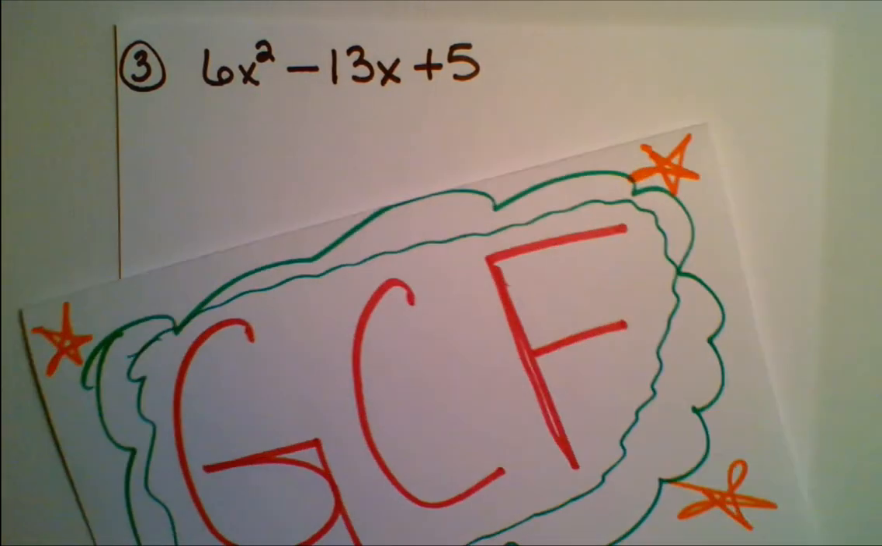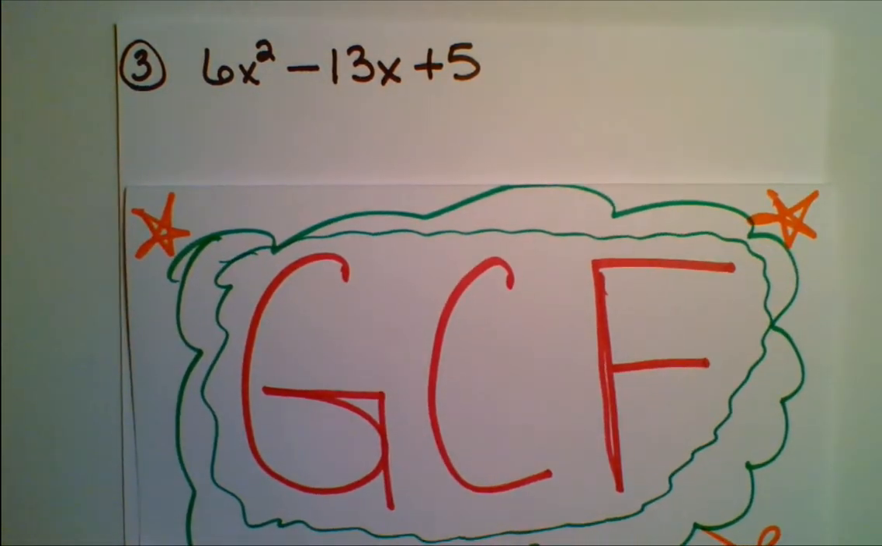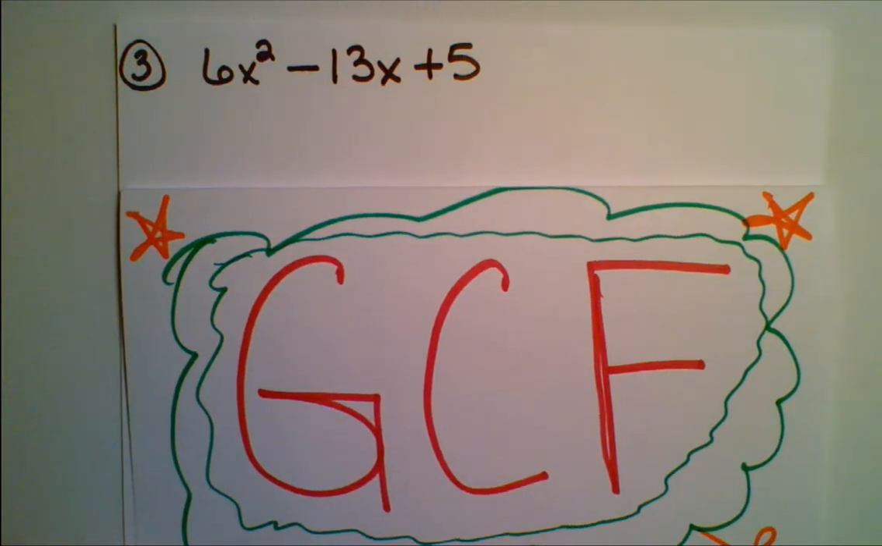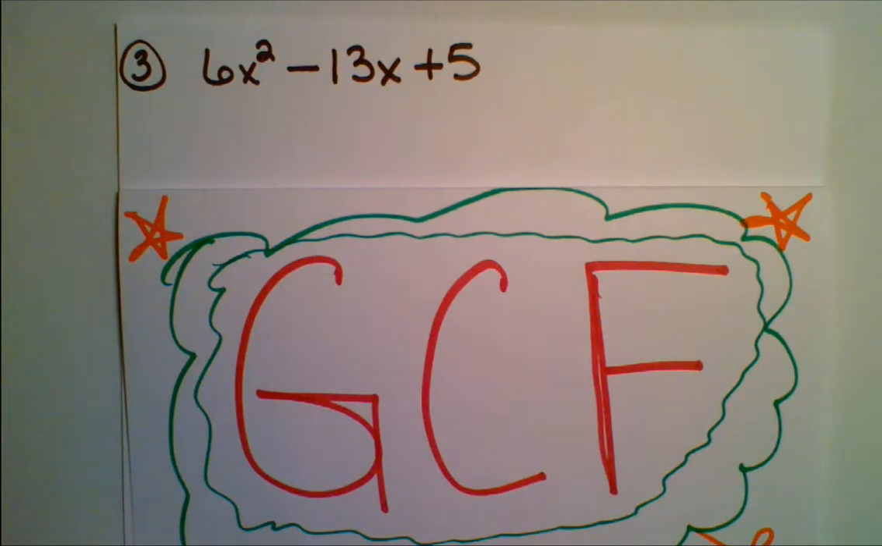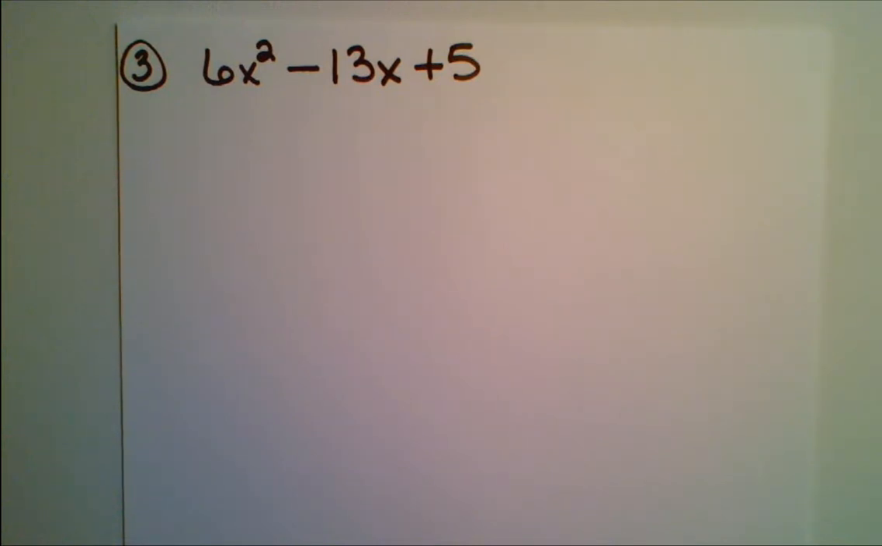Don't forget, for factoring, ask yourselves every time, is there a GCF that can be factored out of the polynomial? We have a trinomial here. So question 3, 6x squared minus 13x plus 5. There isn't a GCF, but we're going to factor this trinomial by using the slide and divide method, or we can say slide, divide, and bottoms up method.